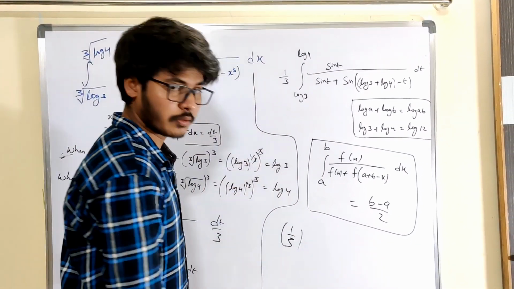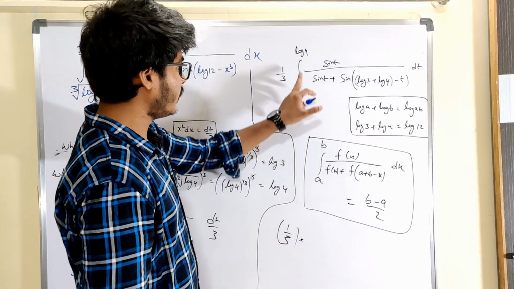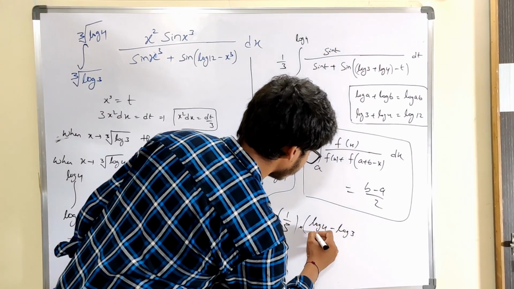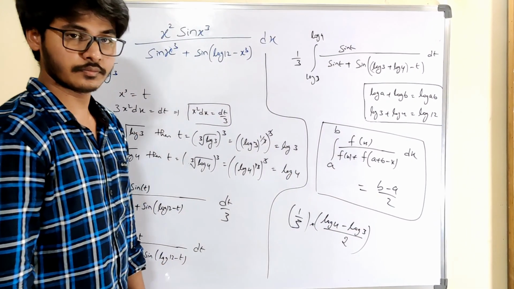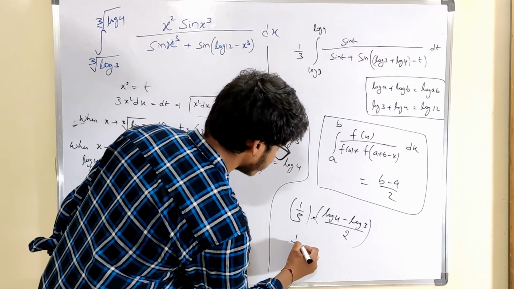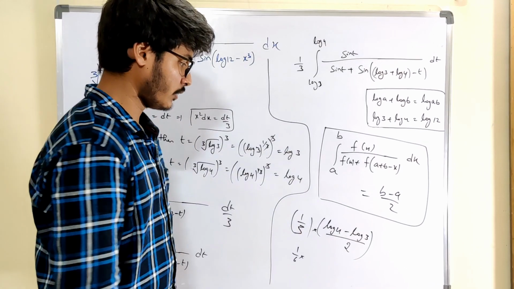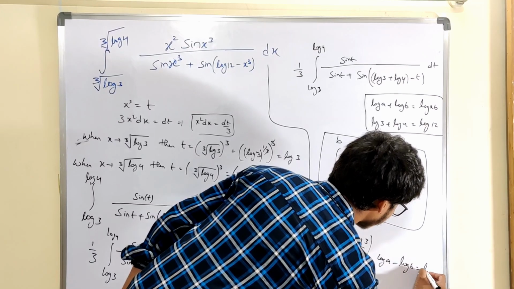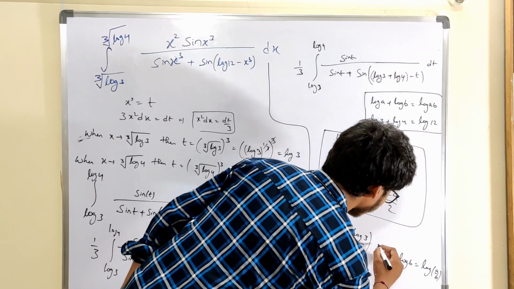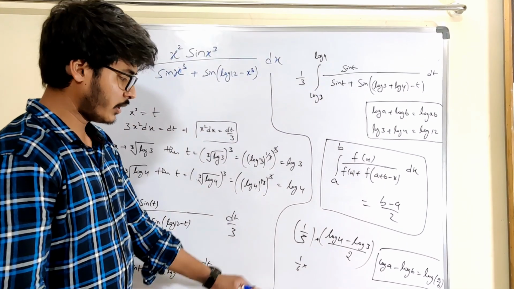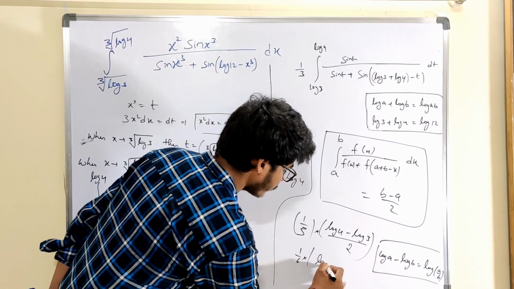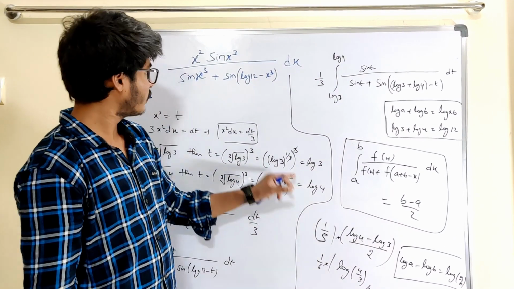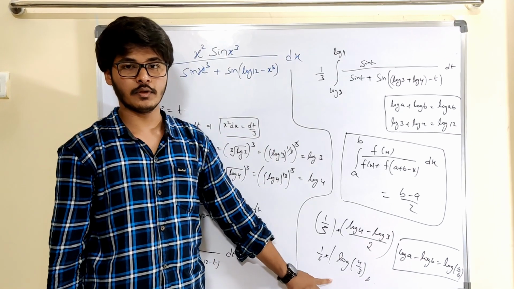So for the above question, 1 by 3 into (b minus a) by 2, where b is log 4 minus log 3. So it can be written as 1 by 6 into (log 4 minus log 3). As we know, log a minus log b is equal to log of a by b. So it can be written as log of 4 by 3. So the solution for our question is 1 by 6 into log of 4 by 3.